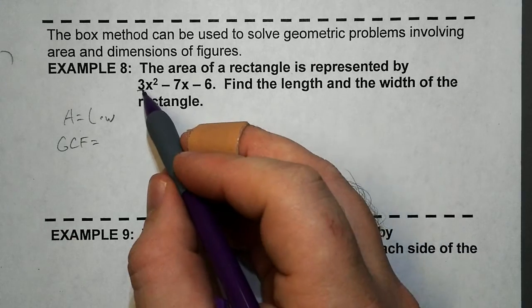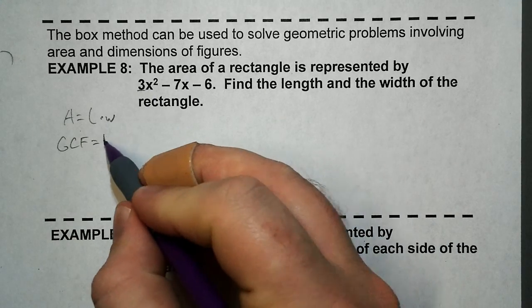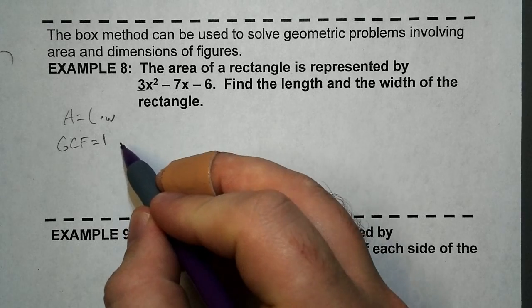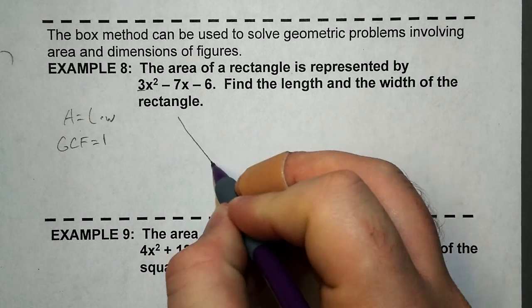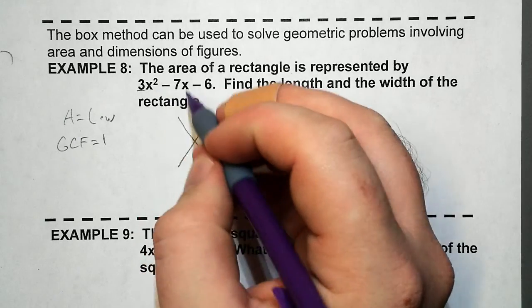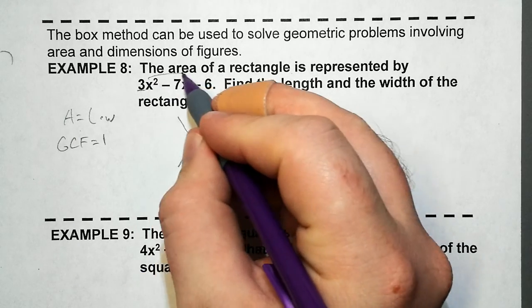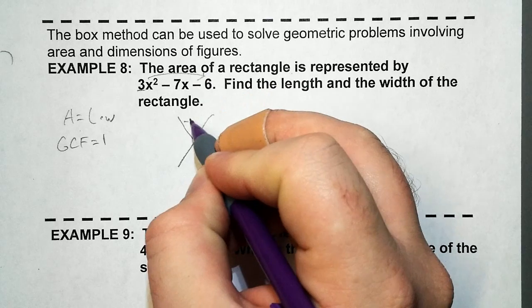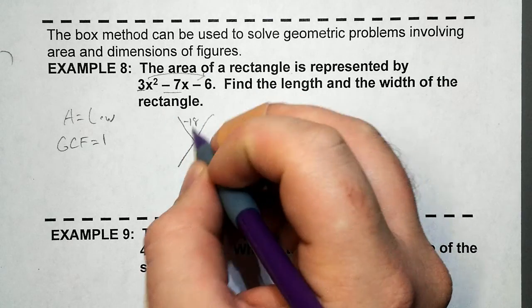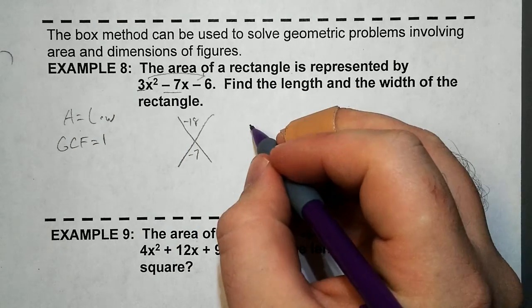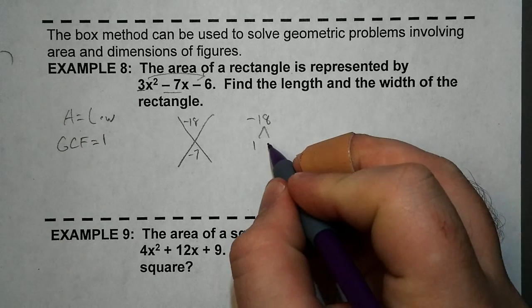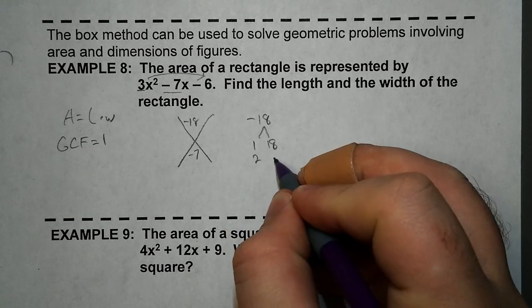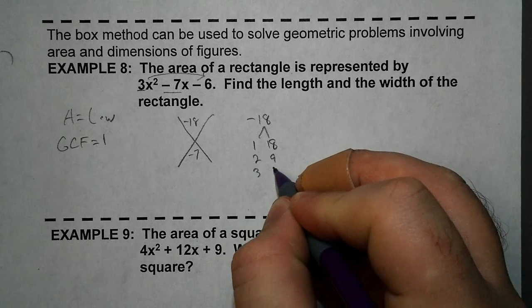Greatest common factor, 3 and 7, comes out to 1. If you ever get a GCF of 1, stop right there and just start using the X method. So, let's use the X method now. 3 times negative 6, which is negative 18. B goes on the bottom, so negative 7 on the bottom. So we're going to factor out 18, see which ones add up to negative 7. 1 and 18, 2 times 9, 3 times 6.